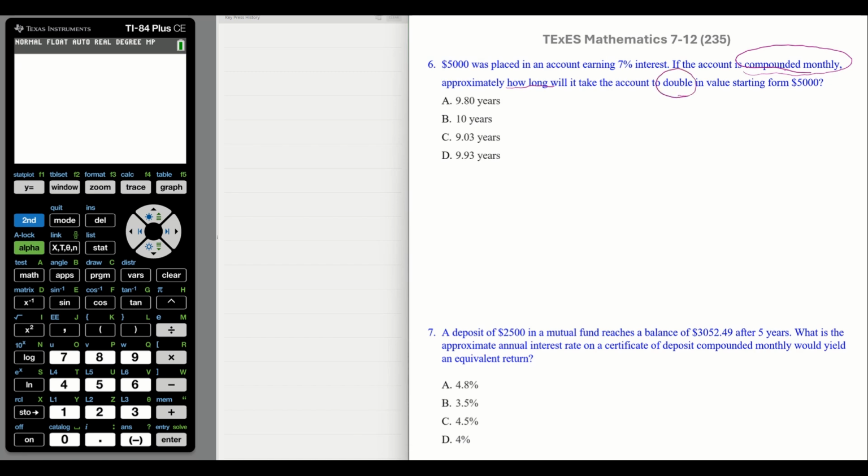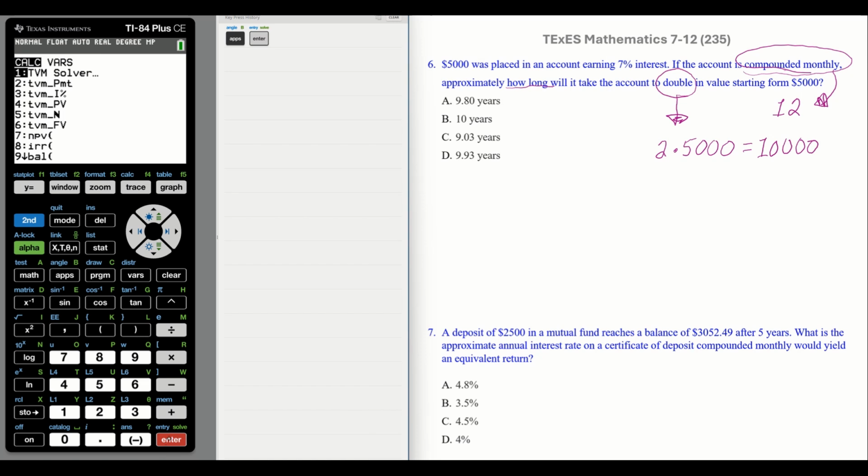And doubling, the account will double. So what does that mean? That means they want 2 times the $5,000, which equals the 10,000. And this compounded monthly means we're going to look at 12. There are 12 months in a year, so that's going to happen 12 times. We need to use that number. So let's open up our app, get to that solver.